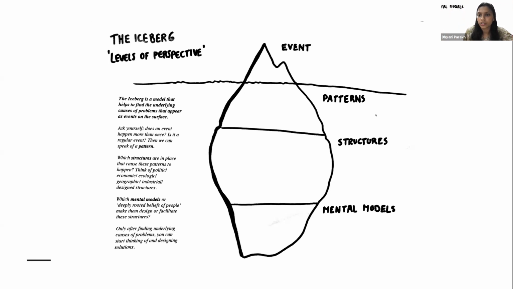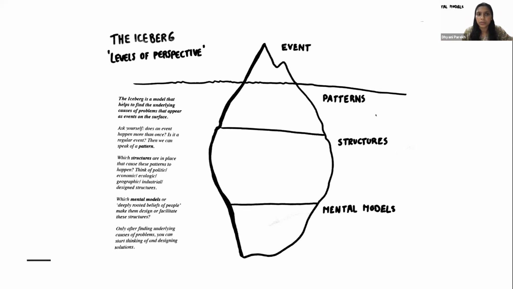Then there is structures. Structures is basically understanding what causes these patterns. So what sort of problems is this problem impacted by? Is it political, economical, ecological, geographical, industrial? So we try to find the causality around the problems. And last is mental models, to look at the human connection. So what are the deeply rooted beliefs of people around this problem? Like, why is it happening?